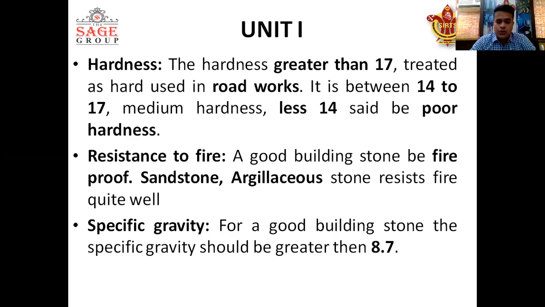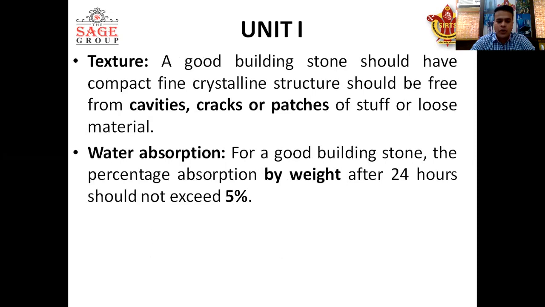A good building stone should have a specific gravity greater than 8.7. A building stone having a specific gravity less than 8.7 is not considered a good building stone; it is poor. Now let me tell you about the water absorption. A good building stone should have a water absorption of less than 5% by its weight.